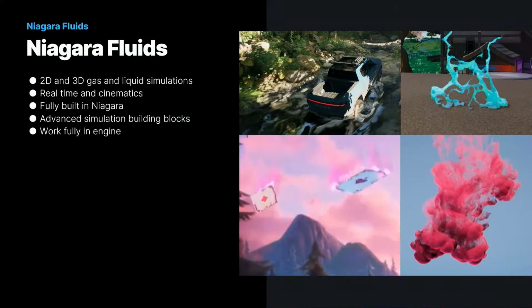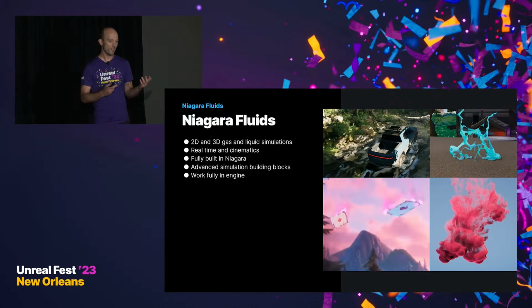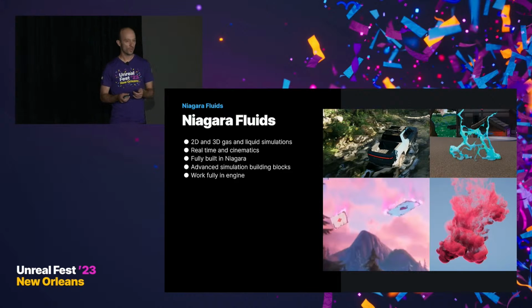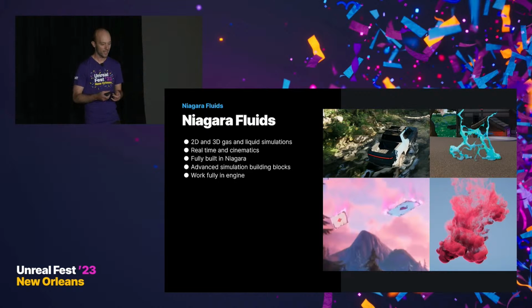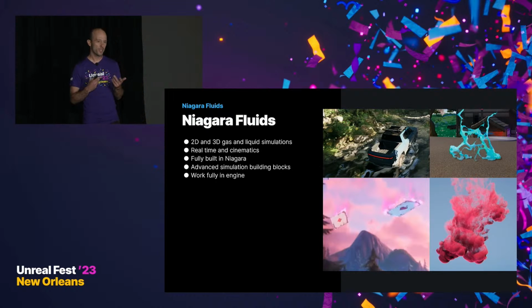So Niagara Fluids is a tool set for creating 2D and 3D gas and liquid simulations for both real-time and cinematic use cases. So this could be a whole range of things. For instance, for this year's GDC and the Electric Dreams demo, we did a full 3D liquid simulation in real time in that game environment. We also used it for that cinematic shot that was pre-rendered. You could also use 2D camera-facing gas and liquid simulations for games or maybe the ICVFX shots, that kind of thing. And it's all fully built in Niagara, using the tools you'd expect from that.